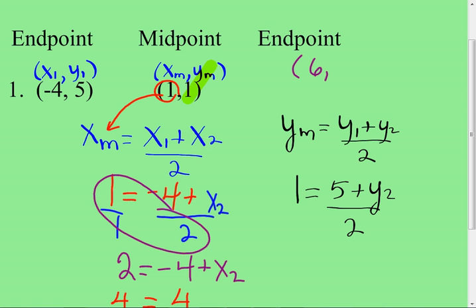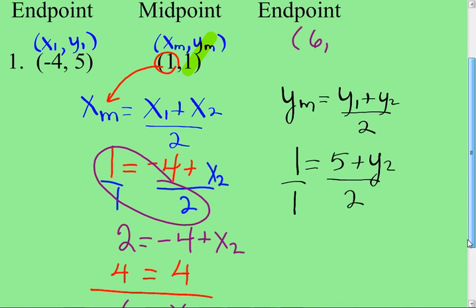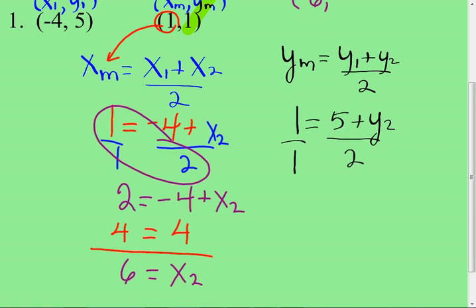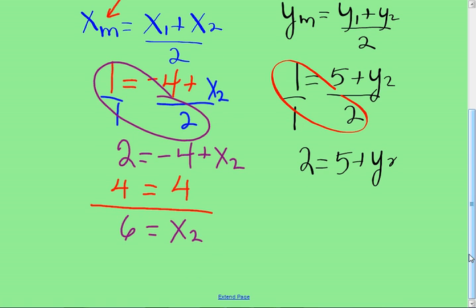And they're all the same. You just cross multiply. So what happens when I multiply those guys together? 2 equals 5 plus y2. When I subtract 5, I'm not going to get 4. What am I going to get?